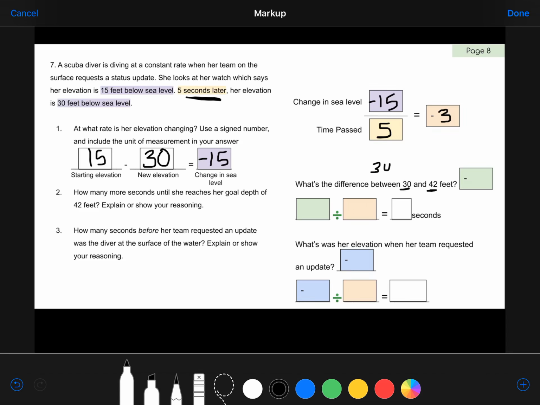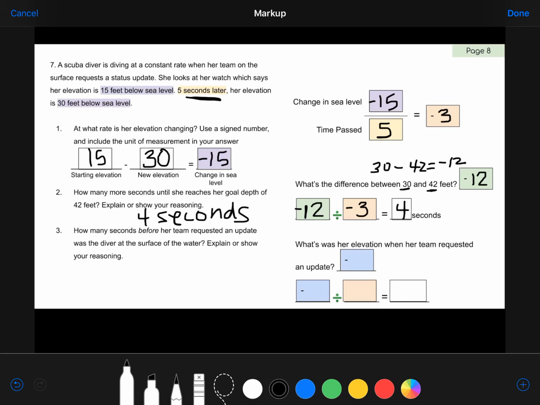Well, 30 minus 42 is negative 12. So that means the difference is negative 12. So she needs to go negative 12 feet. We're going to divide that by the negative 3 feet per second. That's going to take her 4 more seconds to get to negative 42 feet, or 42 feet below sea level. So the answer is 4 seconds.